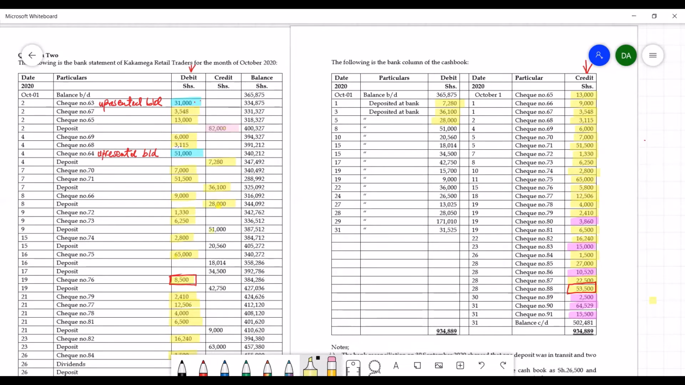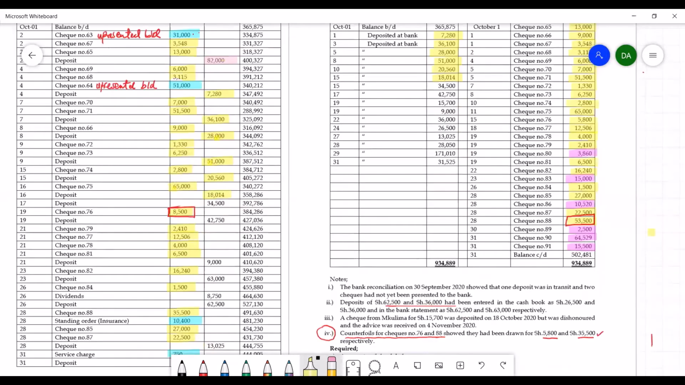There is a deposit of 51,000 which is available in both cases. There is a deposit of 20,560 available in both cases. There's a deposit of 014 and that is available in both cases. There's a deposit of 34,500 available in both cases. There's a deposit of 42,750 available in both cases. Then there is a deposit of 9,000 here, available in both cases. There is a deposit of 6,300 and a deposit here of 36,000.